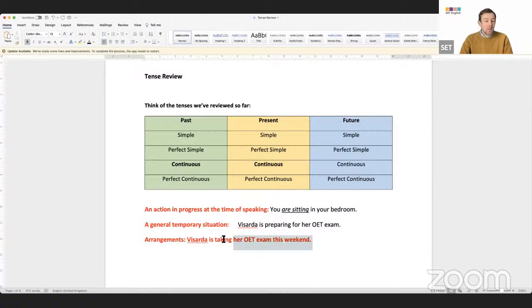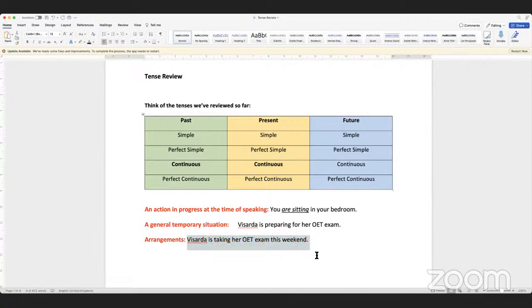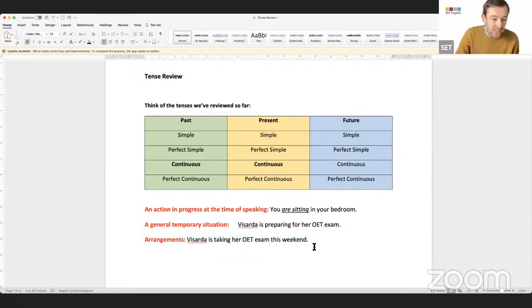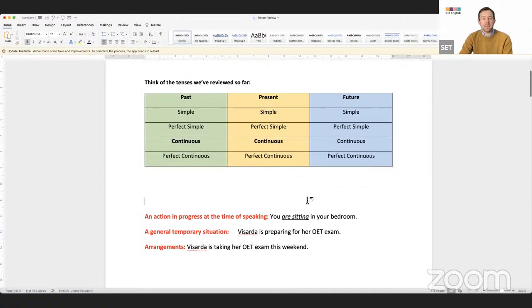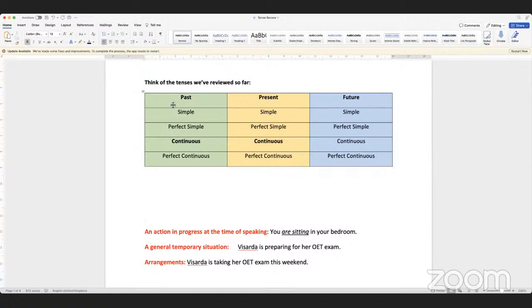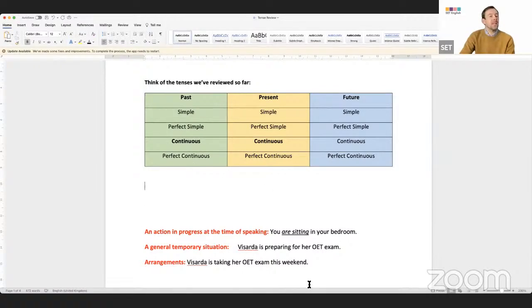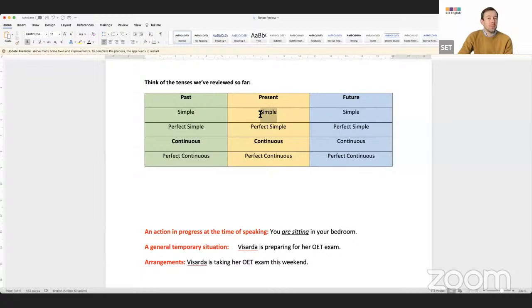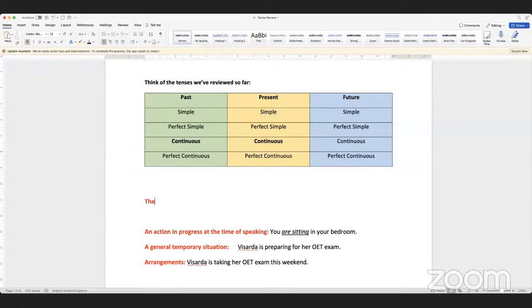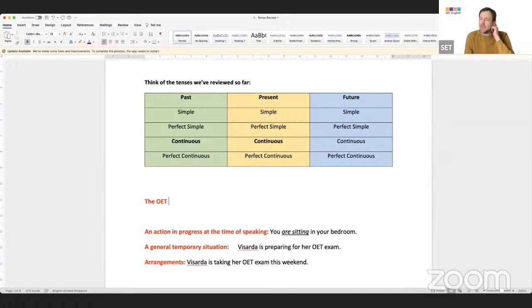Okay, now the OET exam is a scheduled event, isn't it? If you think about it, I could use another tense here. What tense could I use for a scheduled event, guys? Going to? Not going to, not for a scheduled event. Present simple. Okay. The OET, what time does it start, Vizada? At 9 o'clock. The OET exam starts at 9 a.m.